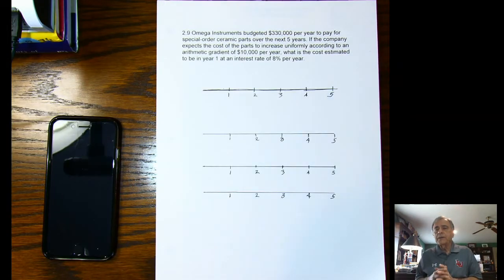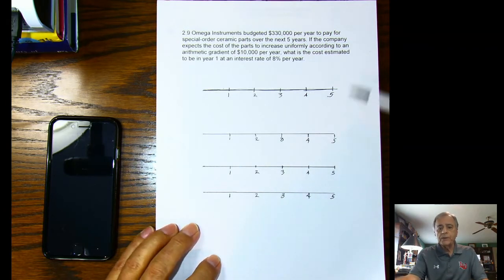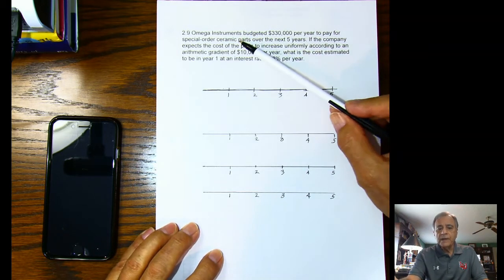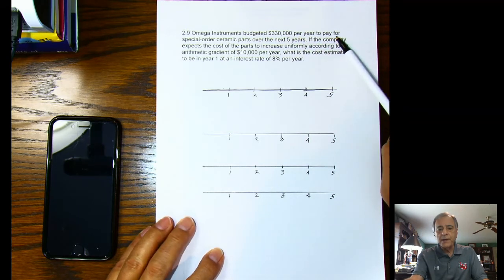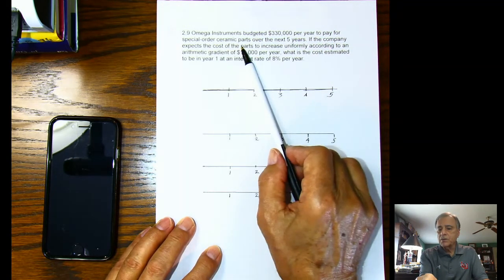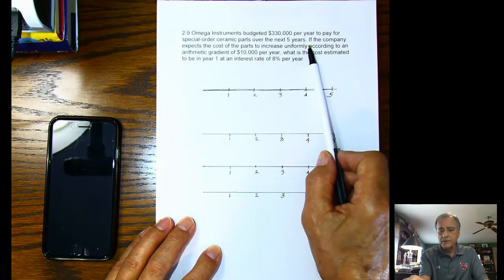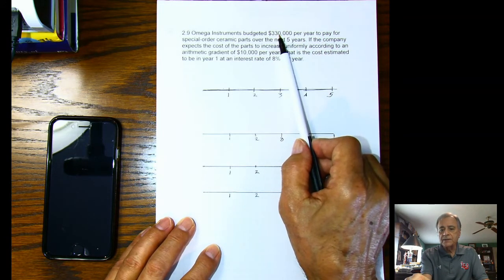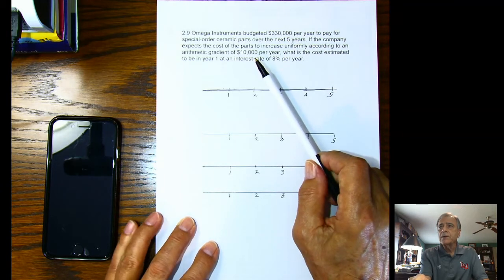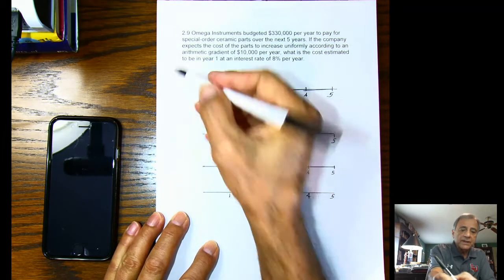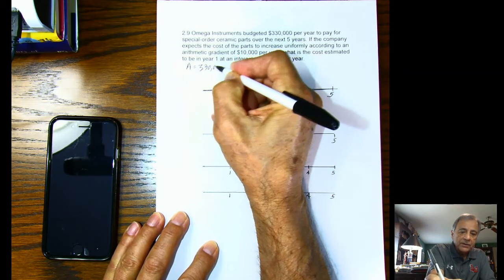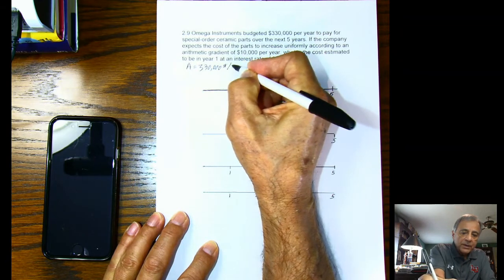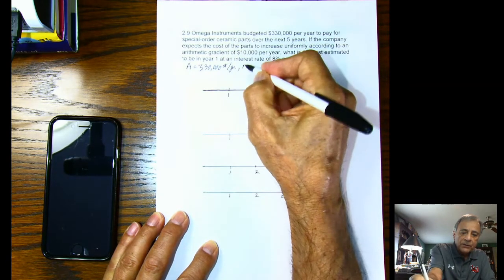The next problem in Chapter 2 homework that I'm going to go over with you says, Omega Instruments budgeted $330,000 per year to pay for special order ceramic parts for the next 5 years. So that's $330,000. That's a uniform series for 5 years. That's what they budgeted anyway. A equals $330,000 per year, and n equals 5.